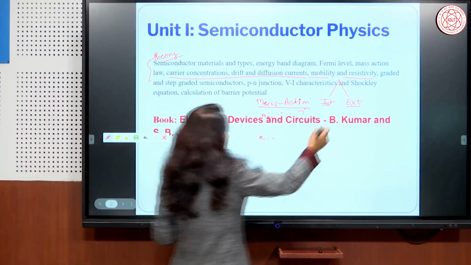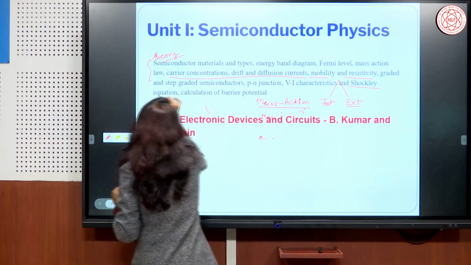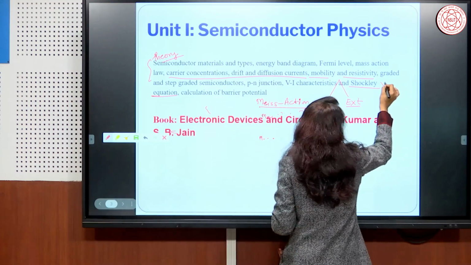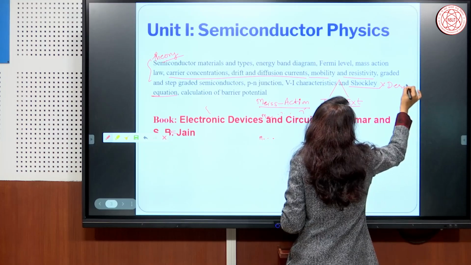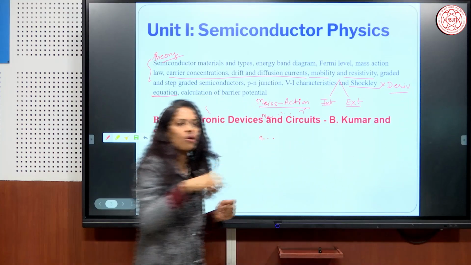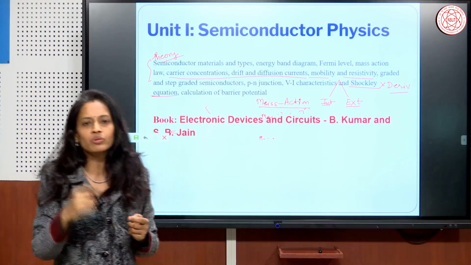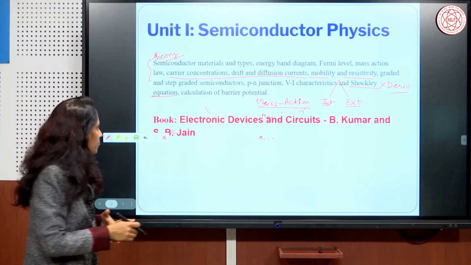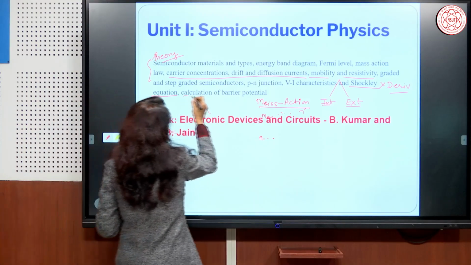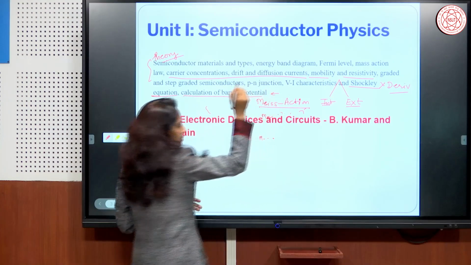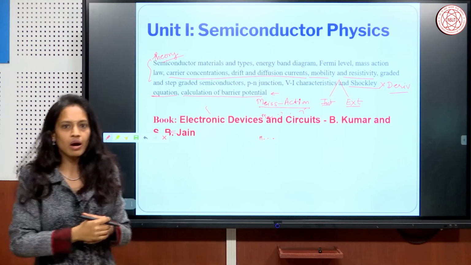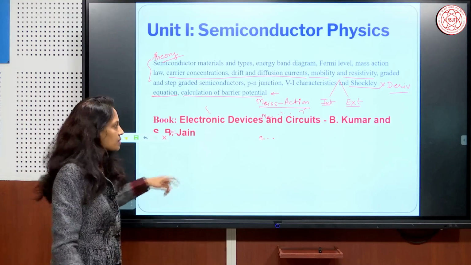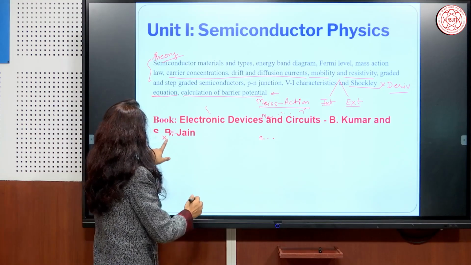And then the Shockley equation. Derivation of this equation is not in your course, we don't have to cover the derivation. You should only know what the Shockley equation is and how to use it if any numerical turns up and you have to calculate the current flowing in the PN junction or diode. Similarly, calculation of barrier potential is important, and you should know how to do it. The simplest book for this is by B. Kumar and S.B. Jain.